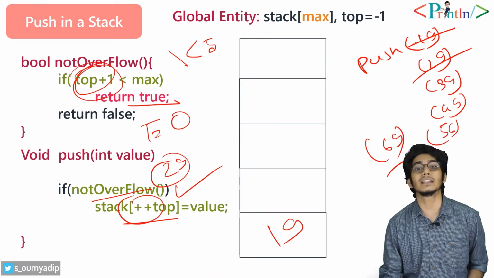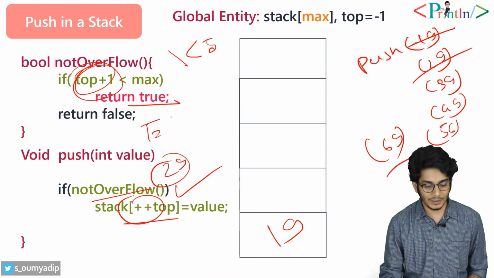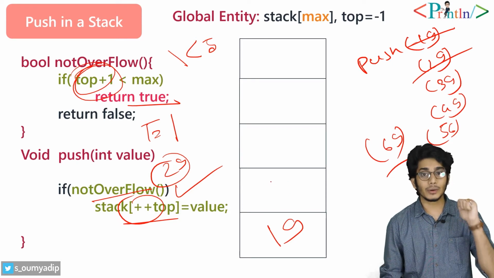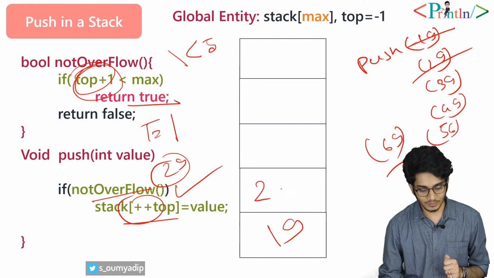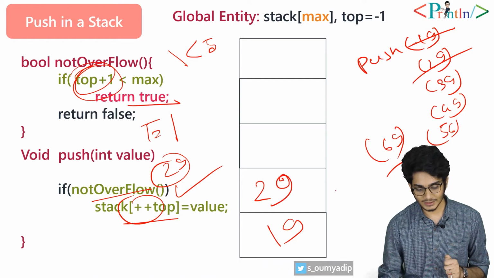Now we'll increment the value of the top. The value of the top will be 1. So we'll insert 29 at the first position. This is the first position, this is the 0th position.